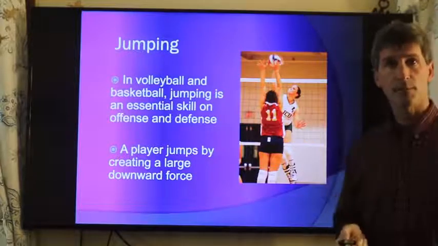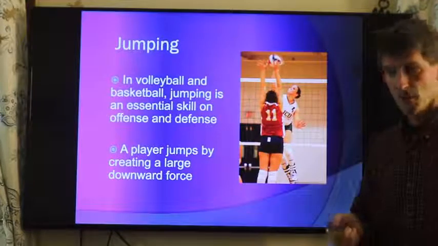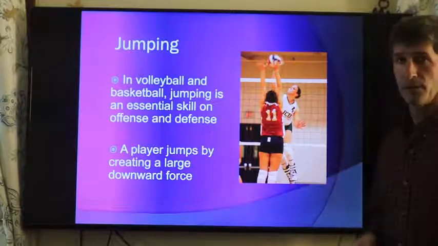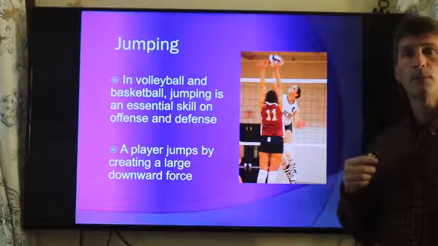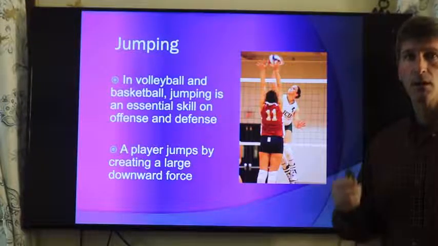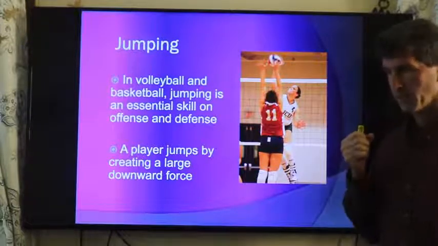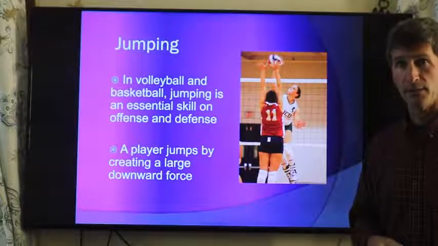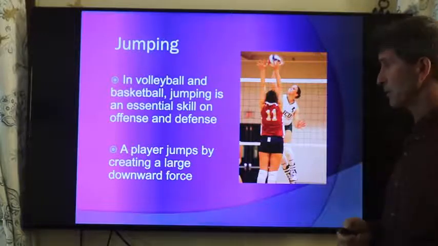Jumping. How do you jump? Okay? Think about this. You push down on the ground. The harder you push down on the ground, the higher you jump. Generally, athletes with more type 2 muscles are able to jump higher because they can create a larger downward force than, say, a type 1 athlete who would be better at a distance sport.